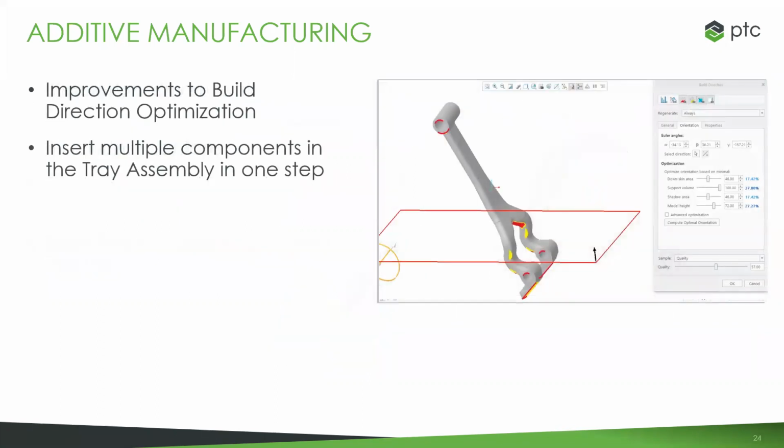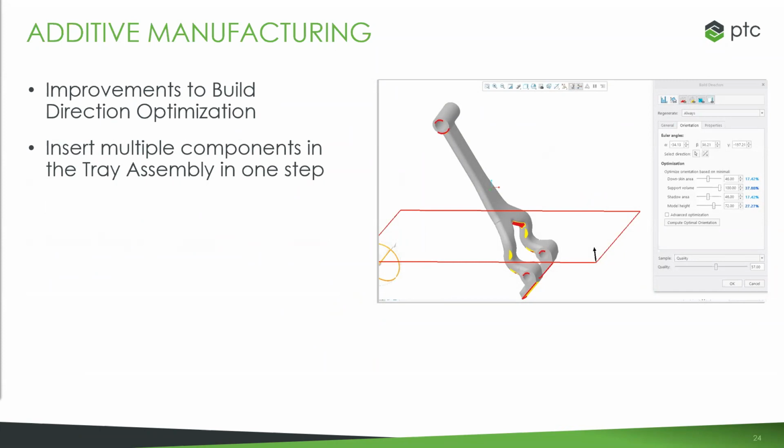We also improved our build direction optimization. This is something that we introduced back in Creo 6. It's a tool to help you analyze and optimize the orientation of your part for printing purposes, whether that's for minimizing the number of support structures, optimizing it to put more components, or even reduce the build time. It's a very useful tool.